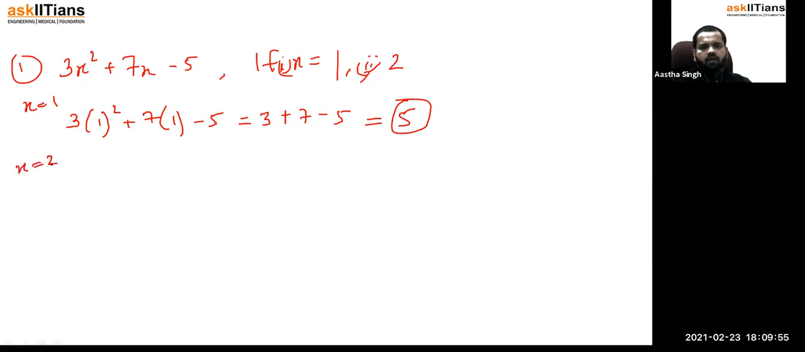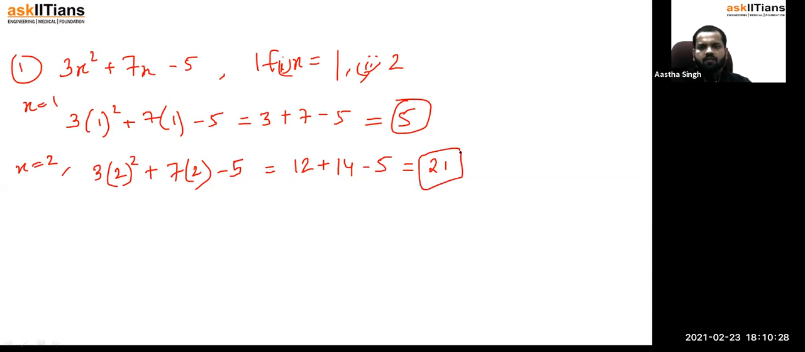If x is equal to 2, just put the value of x into the expression. 3 times x square, and x square is basically 2 whole square, plus 7 times 2, then minus 5. 2 square will be 4, 4 threes are 12. Then 7 twos are 14. Then minus 5. Then 14 plus 12 will be 26. 26 minus 5 is equal to 21.